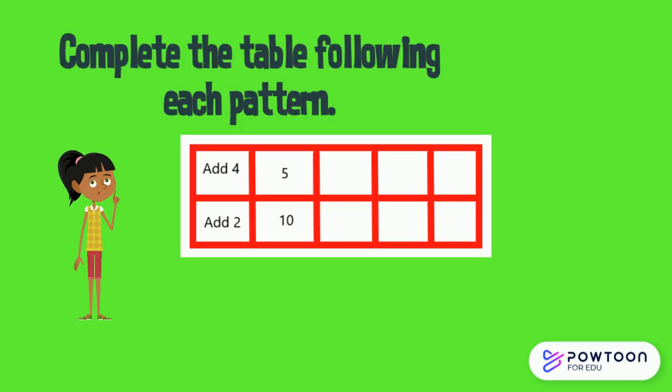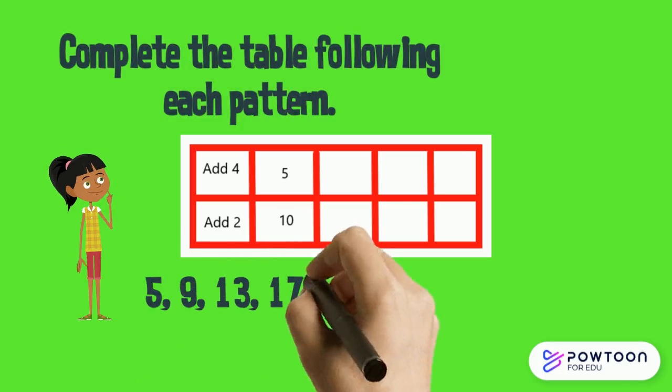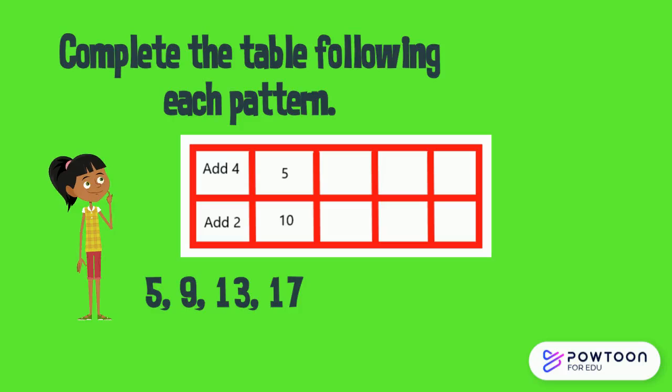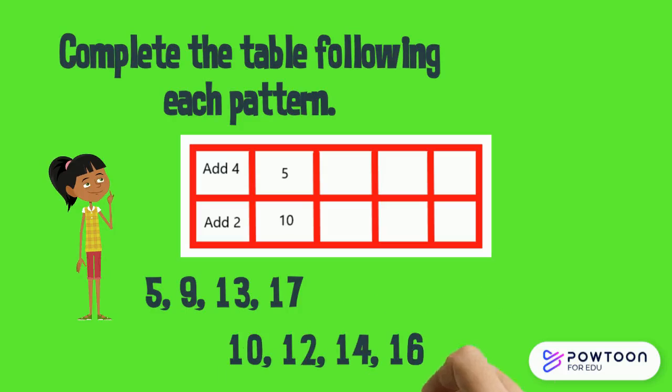Let's use each rule to complete each pattern. The top pattern says add 4. Well, if I start with 5, then that would give me 5, 9, 13, and 17. For the bottom pattern, the rule is add 2. So if I start with 10, it would be 10, 12, 14, 16.